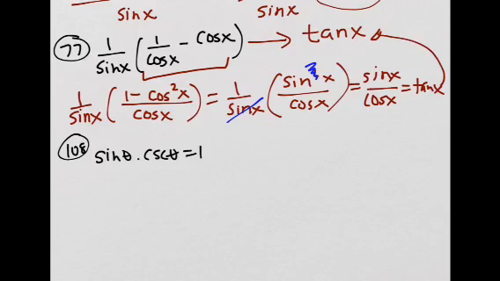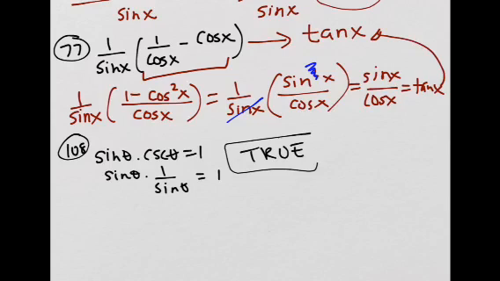Okay, this is a true or false question. Cosecant and sine are reciprocals of each other, so when you multiply them together, you get 1. So this is true for all angles theta.